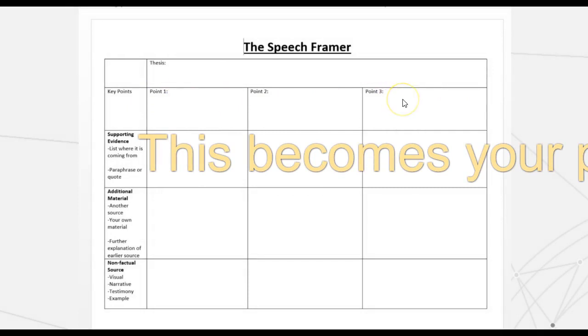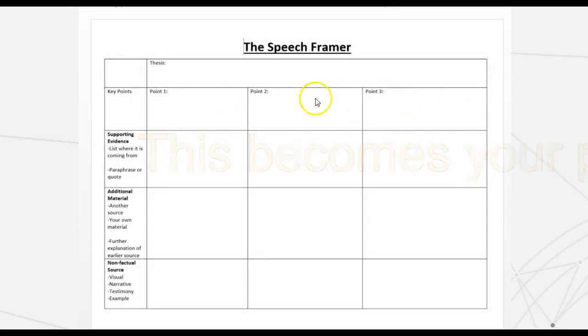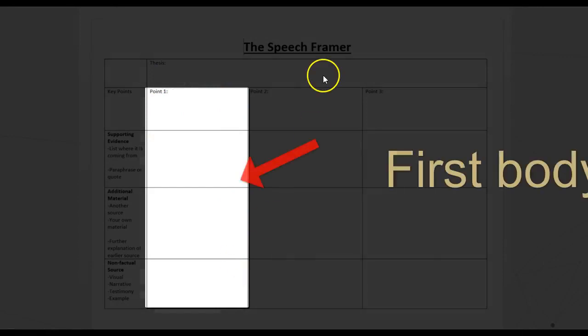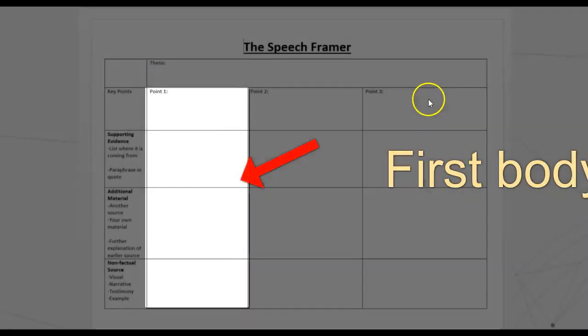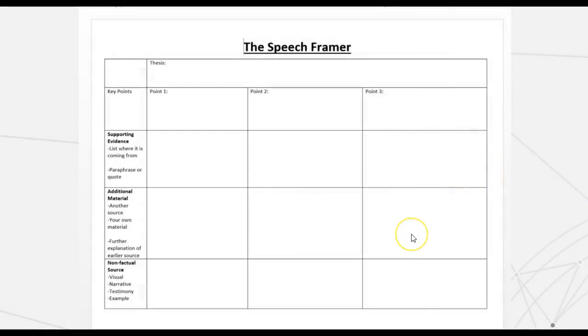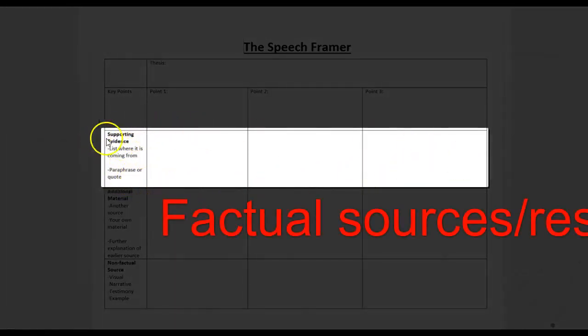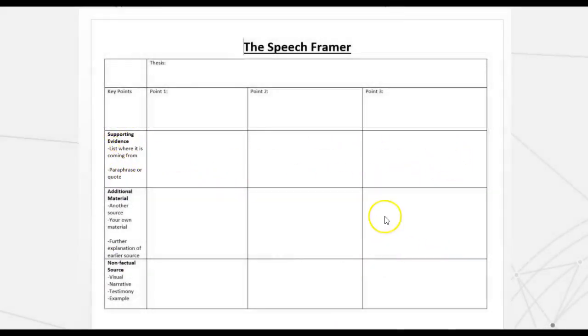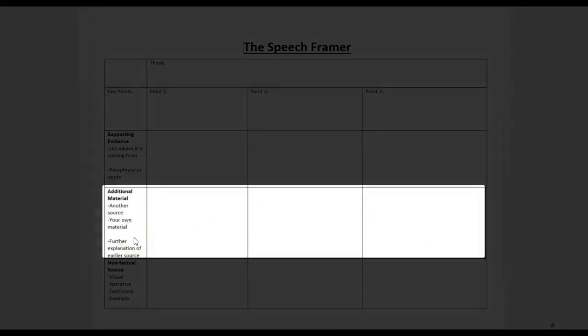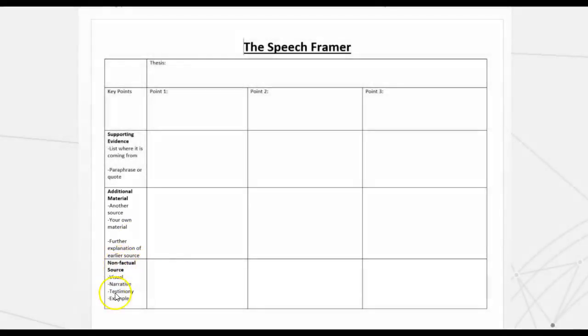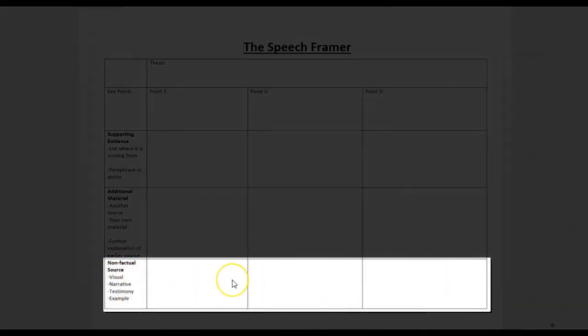These are going to work as the points that are then going to function as your body. So now you know, okay, this is going to be my first body paragraph, this is going to be my second body paragraph, this is going to be my third body paragraph. So this is where you start the development process. The supporting evidence is what we talked about in the last video, right? The factual material. Additional material, right? This is basically paraphrasing what you say, adding other things that you want to say about it. And then, of course, the non-factual is what we've just discovered here. And of course, this also could be a way to engage your audience as well.